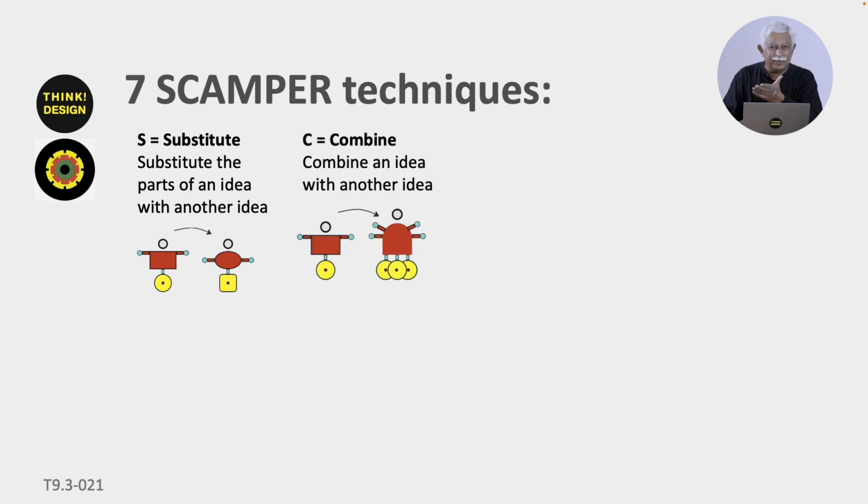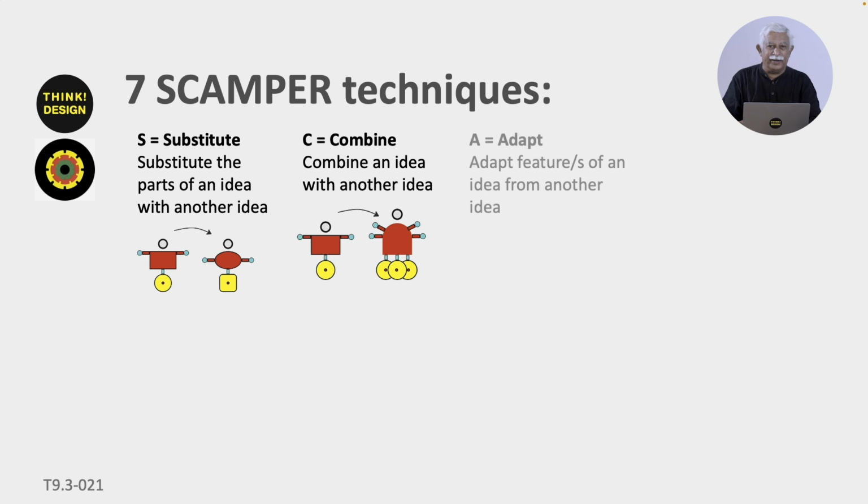Combine an idea with another idea. So one wheel has become several wheels, one hand has become several hands, the shape of the body has been changed. So that is something which they've adopted from a puppet, right? And you got to combine an idea with another idea.